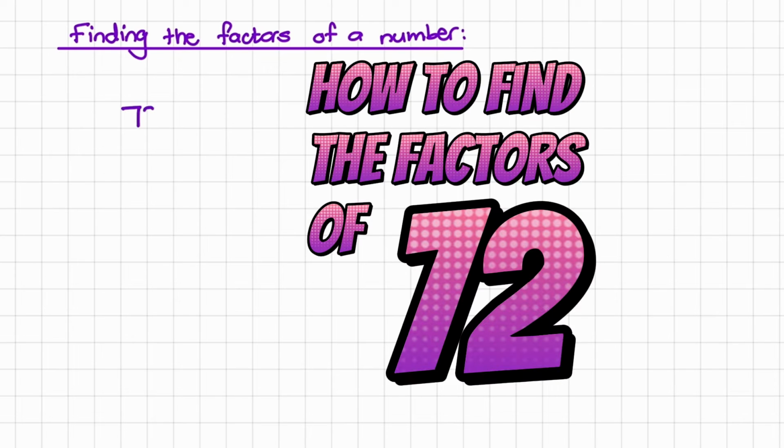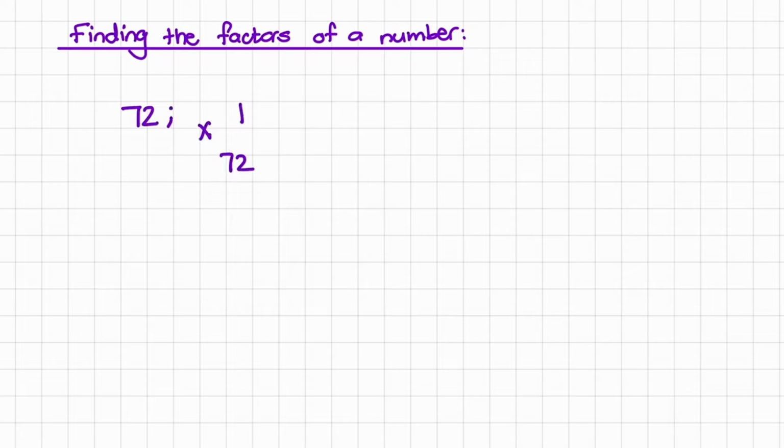Let us try 72. So 1 multiplied with 72 is 72. Then 2. So I take 72 and I divide it by 2, and that answer is 36. Then I test 3. So I take 72 and I divide it by 3, and that answer is 24. Then 4. 72 divided by 4 is 18.